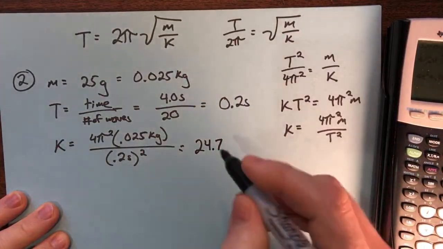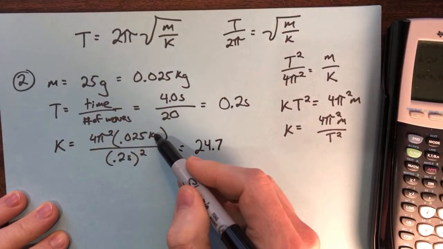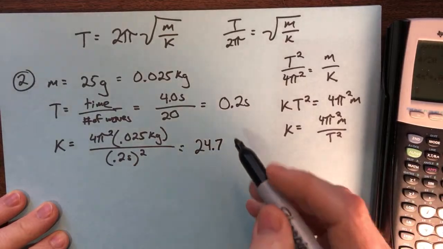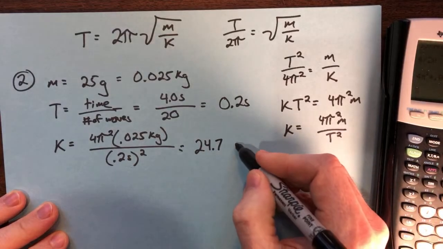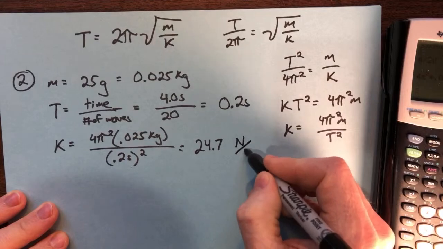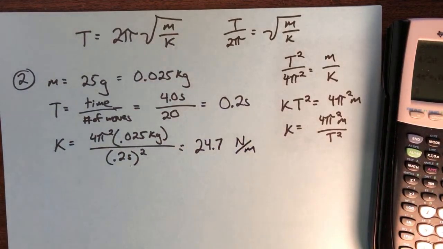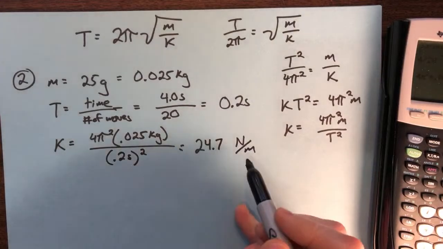And if you remember, you can leave the units as kilograms per second squared, but that's not normal for a spring, so we're going to convert that to newtons per meter. I would accept either one. It's fine. Okay? So, number 2, this is what we get.